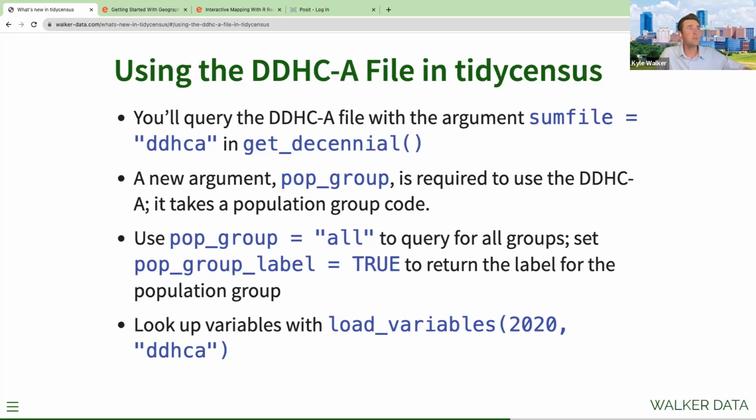If you do pop_group equals "all", you'll query for all groups, and you'll get all the groups back that are available for your chosen geography. If you set pop_group_label equals TRUE, you'll get an informative label for those groups as well, which can be very, very helpful. And load_variables works as well. Feel free to try it out.